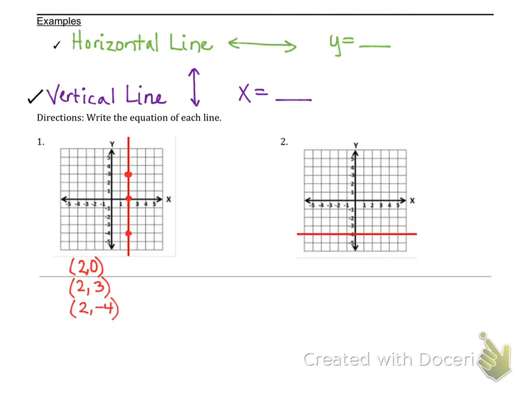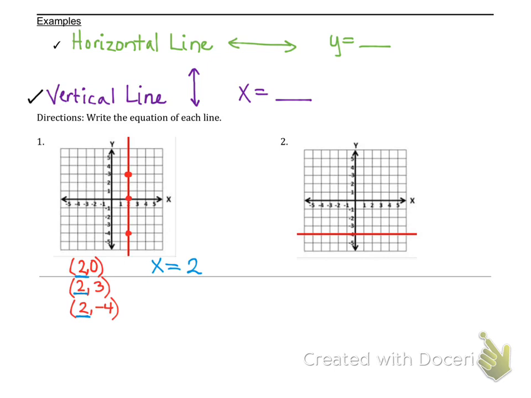What I notice about all of these points is they all have one thing in common. They always have the same x value. And no matter what point you pick on that line, it'll always have the same x value. Well, what is that x value? The x value is 2. So our equation of the line is going to be x equals 2. It doesn't matter what the y value is, because for all those points on the line, the x value will always be 2.